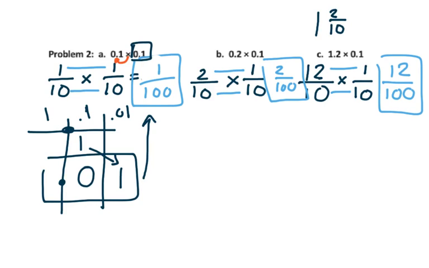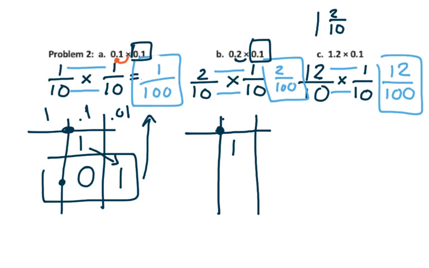Same thing. I start with 1/10, but I'm going to double it and move it over once. So I'm going to multiply by 2 and move it over. Then I'm going to end up with 2/100ths.